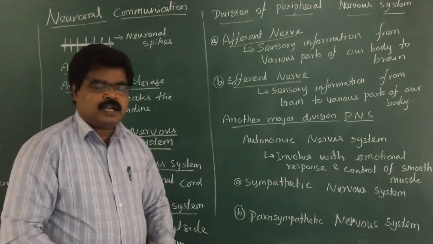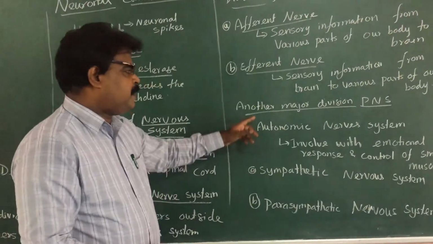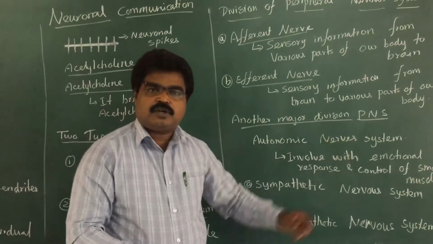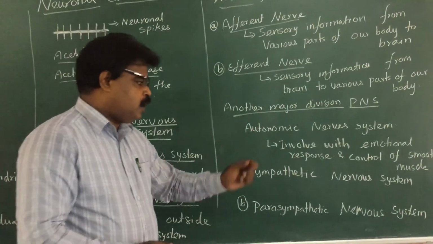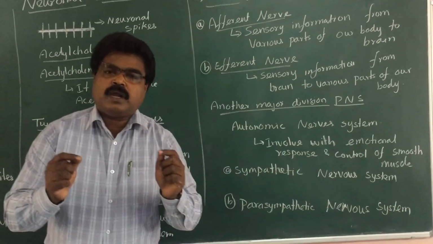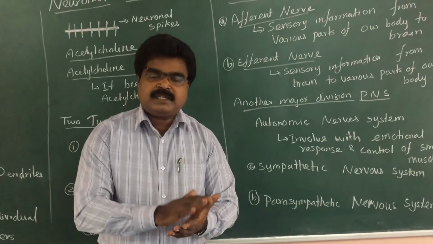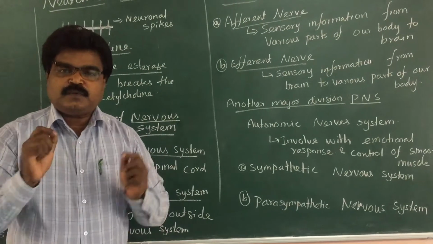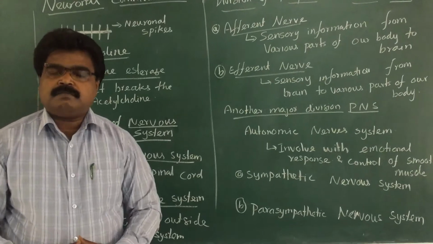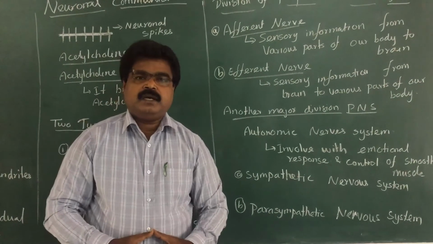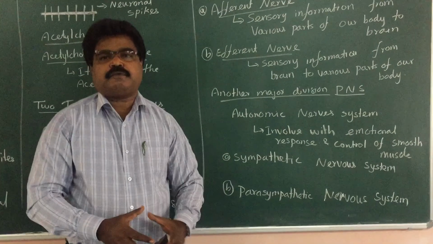Another major division of the peripheral nervous system is the autonomic nervous system. The autonomic nervous system is involved in emotional response and control of smooth muscles. This autonomic nervous system is divided again into two types: the sympathetic nervous system and the parasympathetic nervous system.